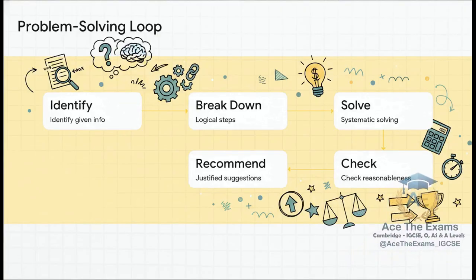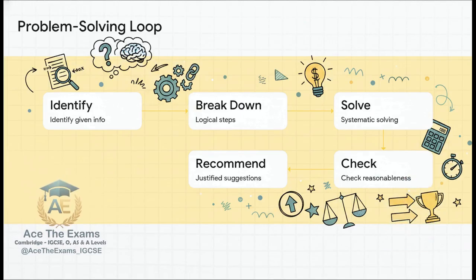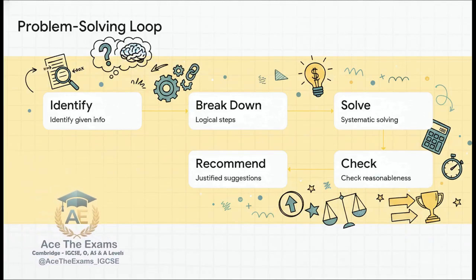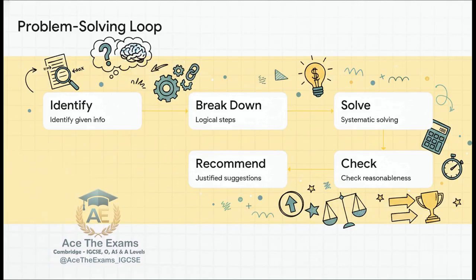First, identify exactly what constraints the examiner gave you. Second, break it into logical steps. Third, solve it systematically, using your PEEL paragraphs. Fourth, pause and ask, is this reasonable? Does this database solution actually make sense for a real-world business? And fifth, make justified recommendations. That final step is the secret sauce.